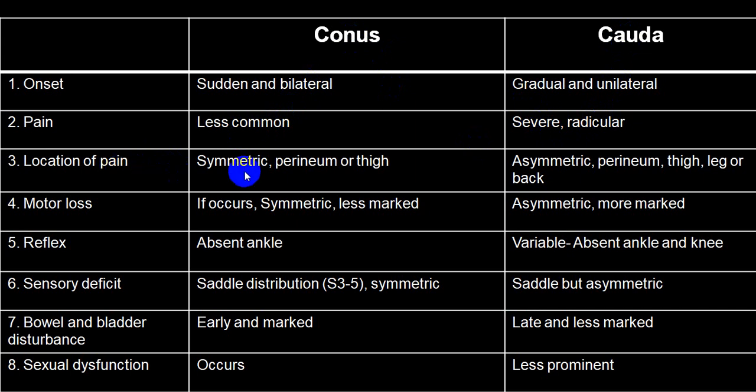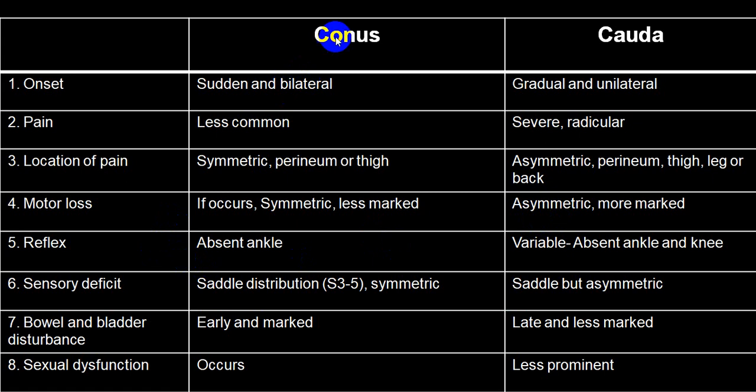Location of pain: in conus it is symmetrical and in the perianal region and maybe along the thigh, while in cauda equina it is asymmetrical, maybe in the back, maybe in the leg, in the thigh or perineal region. Motor system involvement will be symmetrical in conus, and if at all it occurs, it will be less, as compared to cauda equina, where it will be lower motor neuron and asymmetrical.